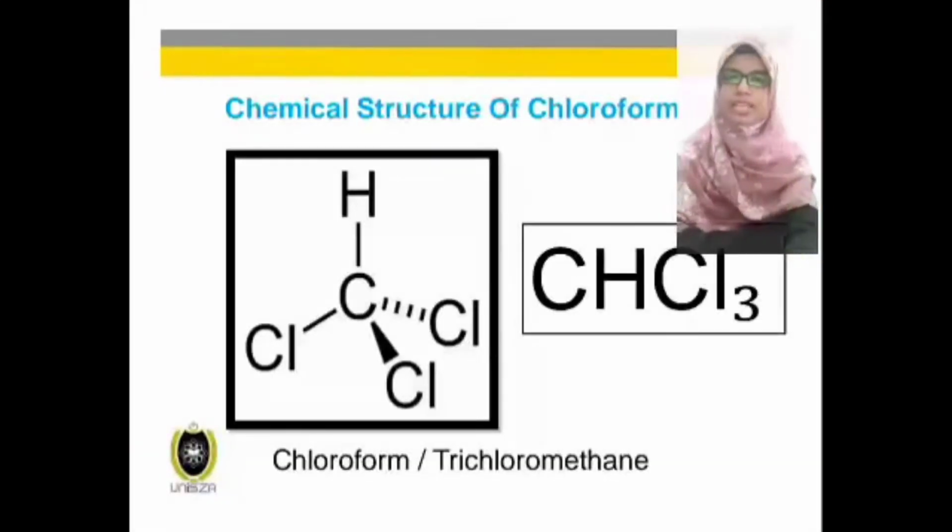Okay, first, let's see the chemical structure of the chloroform. Chloroform is an organic compound which is also known as trichloromethane, CHCl3. As we can see here, chloroform has 3 atoms of chlorine and 1 molecule of methane. So that's why it's called trichloromethane.